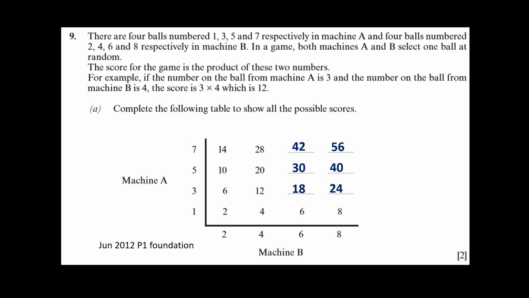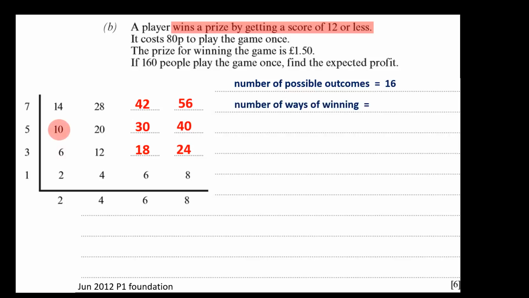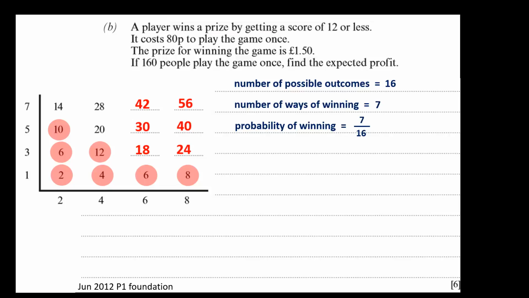So now let's have a look at part B, and that's going to ask us the probability of something. And we can see this is quite an involved question, and we quite often get quite long questions once we've completed a possibility space. So let's take this bit by bit. A player wins a prize by getting a score of 12 or less. So we need to work out the probability of getting a score of 12 or less. So how many possible outcomes are there? Well, there are 16. Number of ways of winning, getting 12 or less, there's 1, 2, 3, 4, 5, 6, 7. So the probability of winning is 7 out of 16.